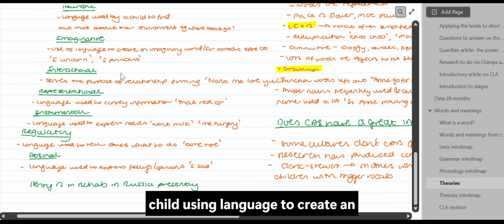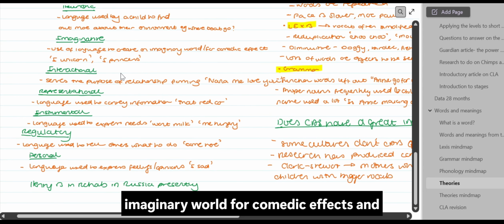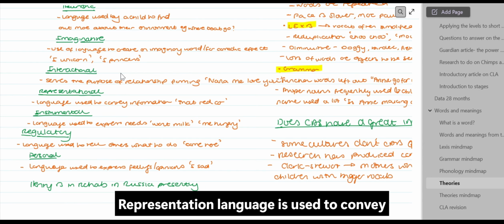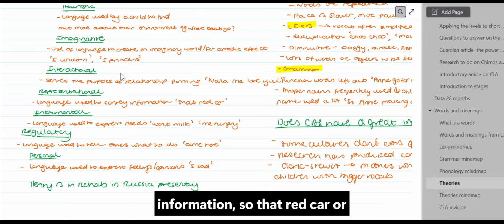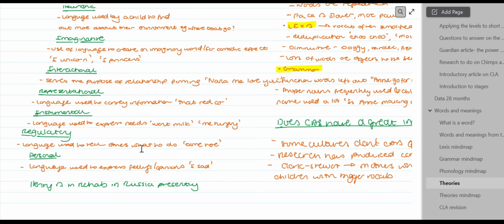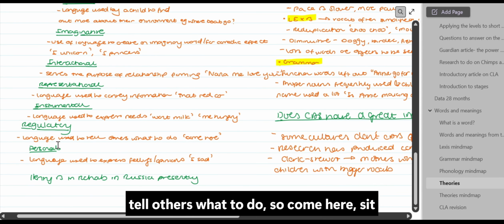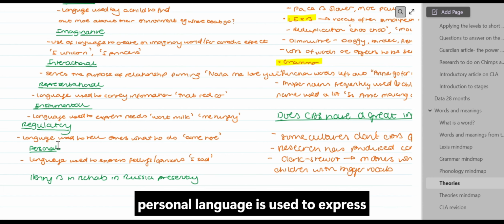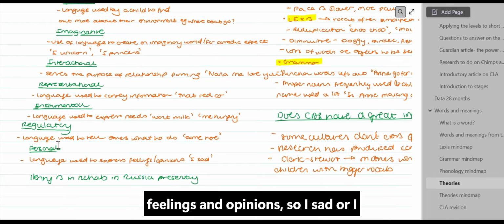Imaginative language is a child using language to create an imaginary world for comedic effect or for their entertainment. So I unicorn, I princess. Interactional language serves the purpose of relationship forming. So for example, Nana, me love you. That's strengthening those relationships. Representational language is used to convey information, so that red car or that big horse. Instrumental language is used to express the child's needs, so I want milk or I'm hungry. And then regulatory language is used to tell others what to do, so come here, sit down, play with me. And then personal language is used to express feelings and opinions, so I sad or I happy, right?